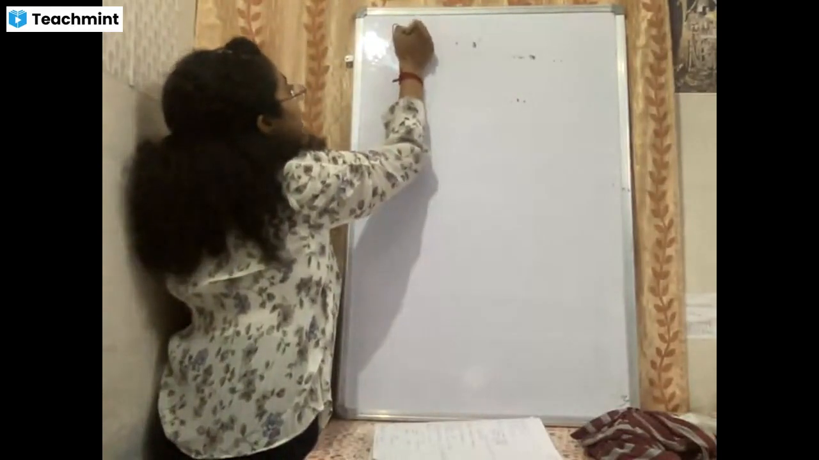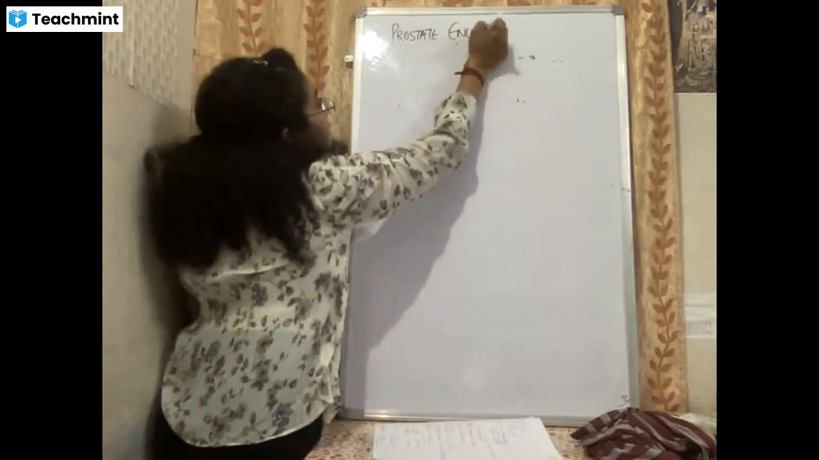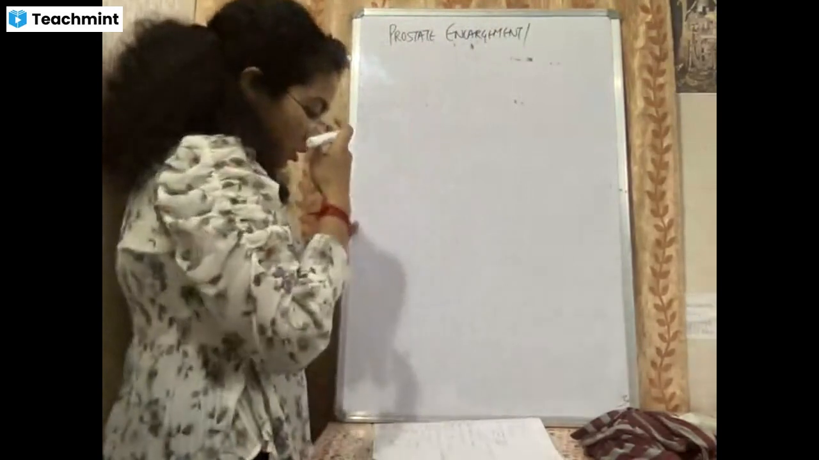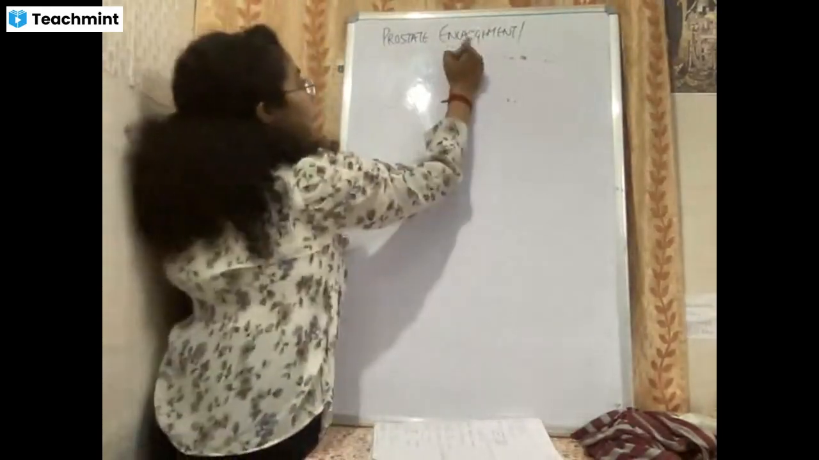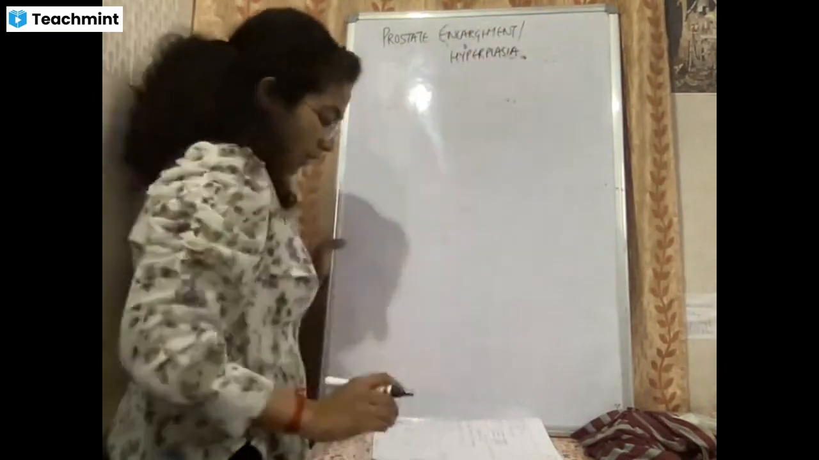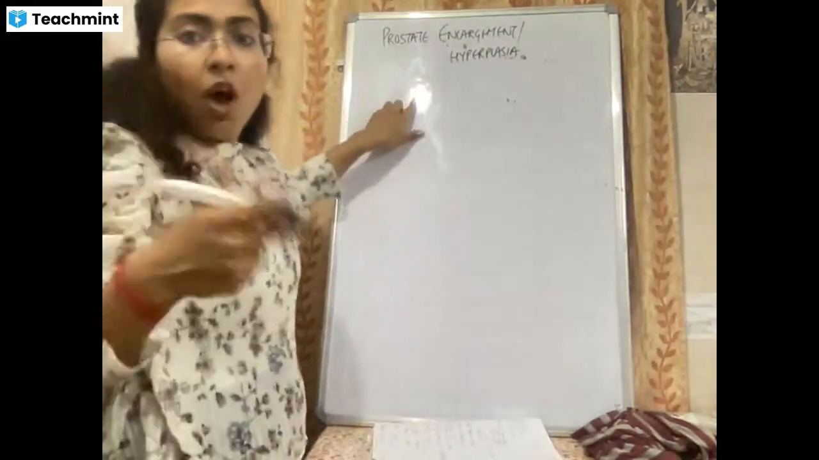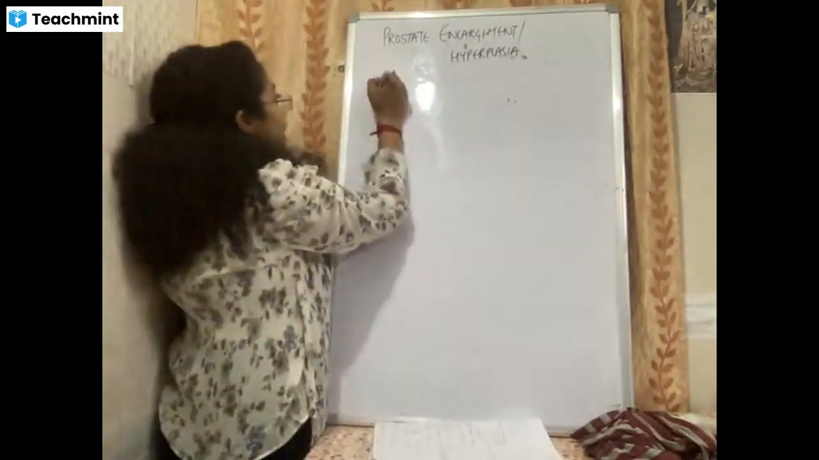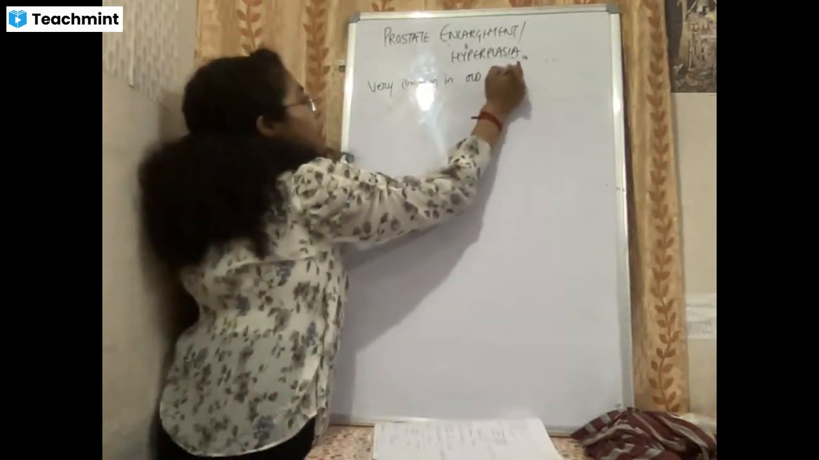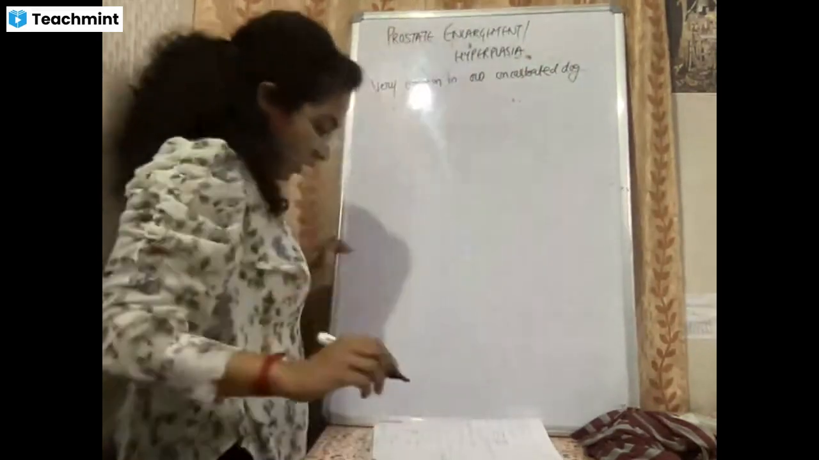Next is prostate enlargement or prostate hyperplasia. We know this prostate enlargement is because of high testosterone production in old uncastrated dogs. So it is very common in old uncastrated dogs. First point.